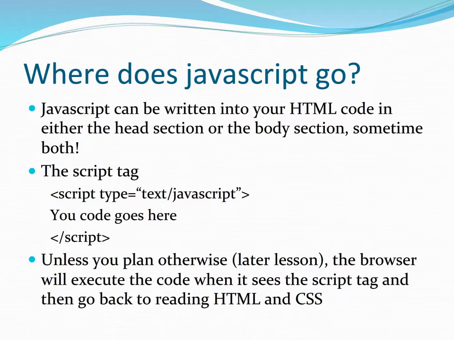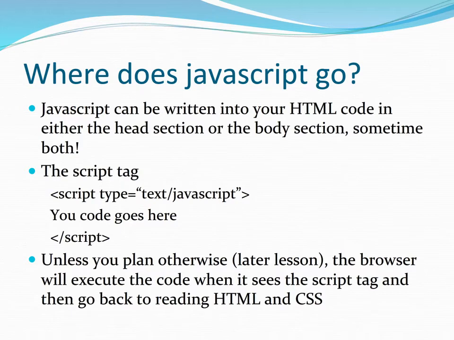Now, the JavaScript can go into the body section or it can go into the head section. A lot of times it's going to depend on where you want it to execute. But the script tag has an opening and closing tag, just like you've seen before with every other HTML tag we've dealt with. There is an attribute that says type equals text slash JavaScript, and the reason you have that attribute is because there are other scripting languages. VBScript is something that Microsoft invented that's not as popular, but it still exists out there. And so this just lets the browser know what kind of code to expect.